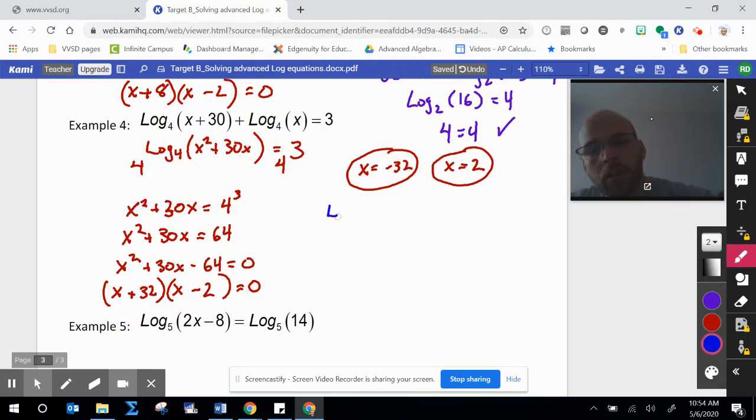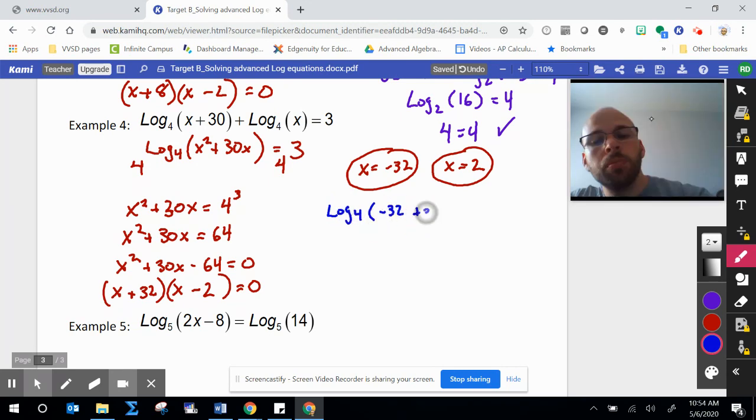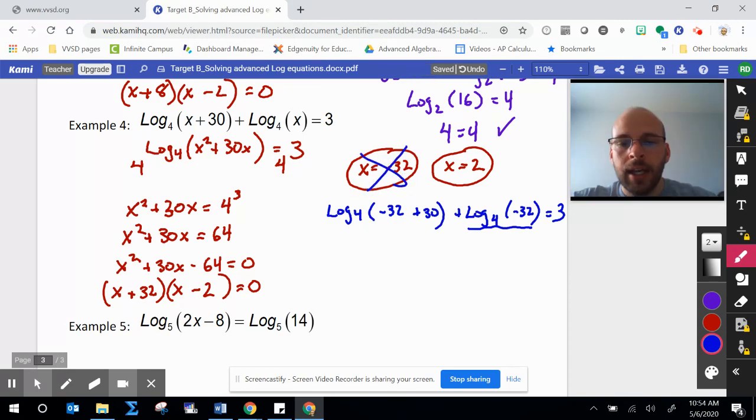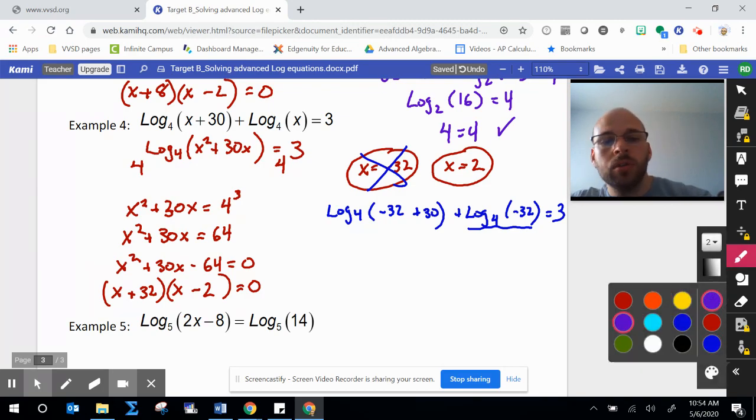So if I take the log base 4 of a negative 32 plus 30 plus the log base 4 of a negative 32 equals 3. Now you can see already that this second log has a negative value on the inside. That is not possible. I cannot have a negative inside of my log. So I'm going to check the other solution.